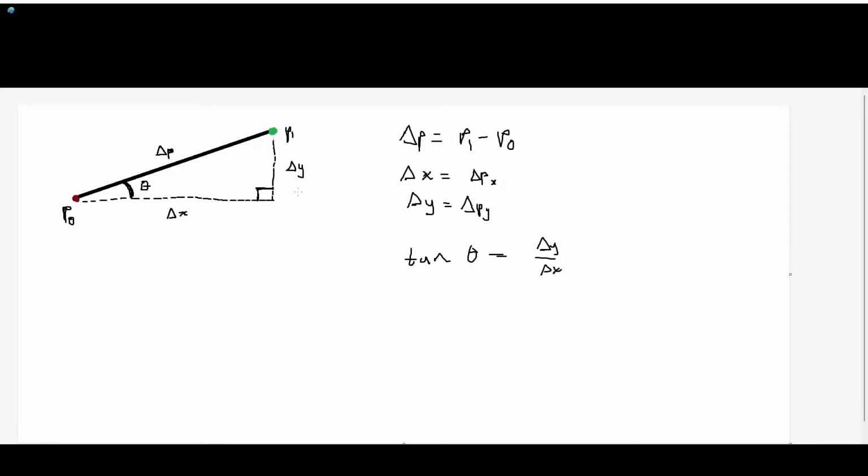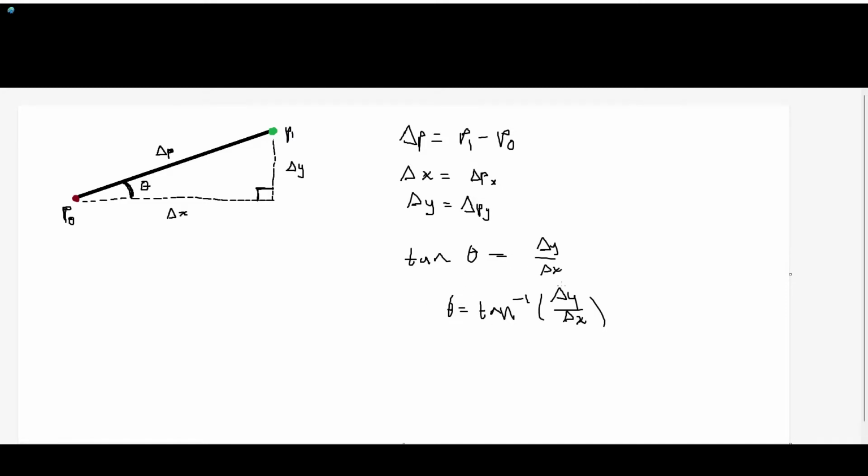And you can see this is true because tangent is opposite over hypotenuse. So this is the opposite side of this triangle, and this is the adjacent side. Sorry, did I say hypotenuse? I meant opposite over adjacent. So it's opposite, and this is adjacent. So we have delta y over delta x, and this is going to be theta. So we can get theta by doing the inverse tangent of delta y over delta x. So now we have this angle theta.